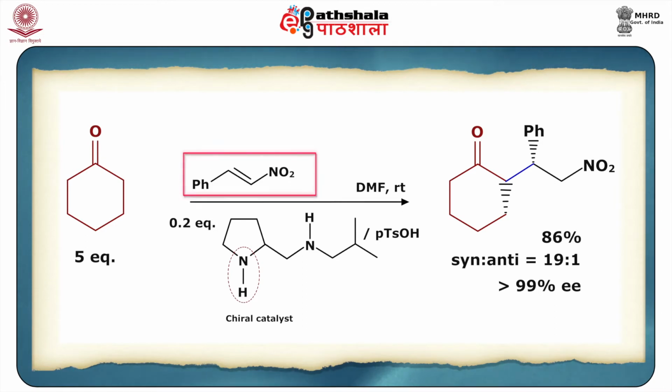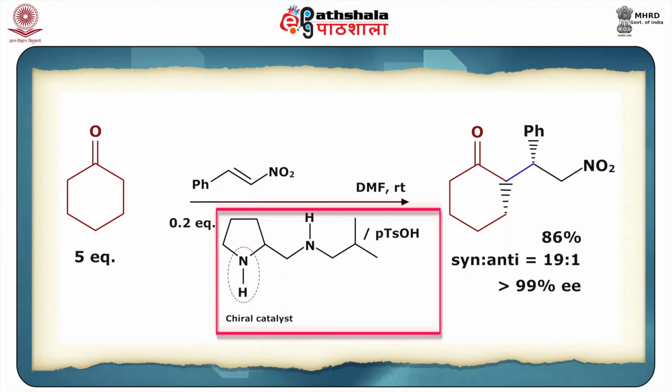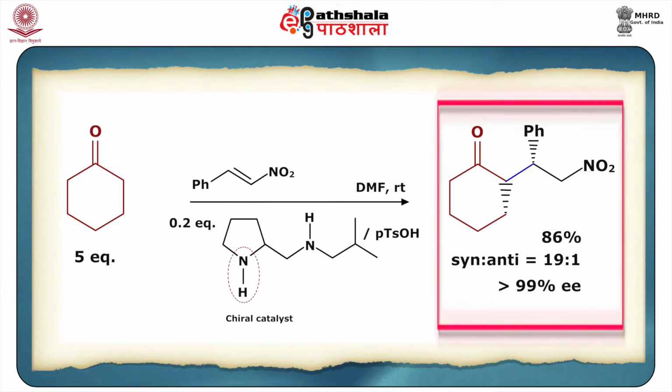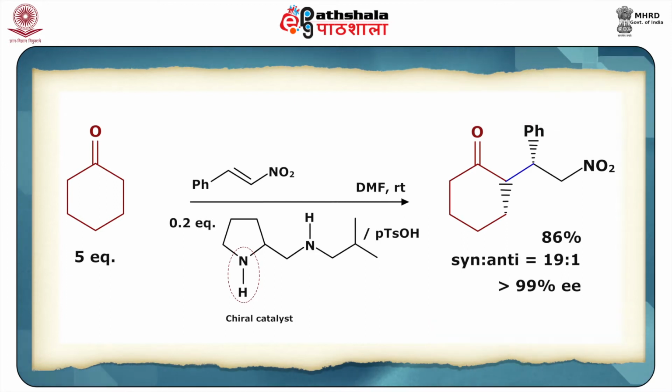You have the phenyl joined to the double bond, and on the other side you have the nitro. So, this doubly bonded system joined to phenyl and nitro acts as the Michael acceptor, and the cyclohexanone will act as the Michael donor. In the presence of DMF at room temperature, when we take this chiral catalyst, which is the organocatalyst, we get this particular Michael addition product, which is 86% in yield. The ratio of syn to anti is 19:1, and we get almost 99% or higher enantiomeric excess for this chiral product.